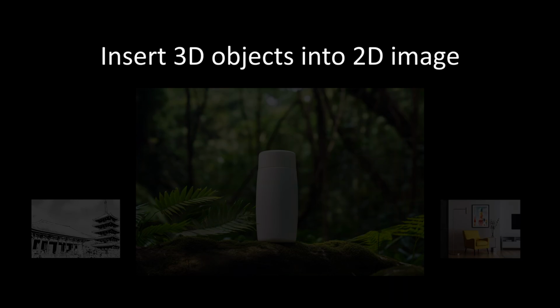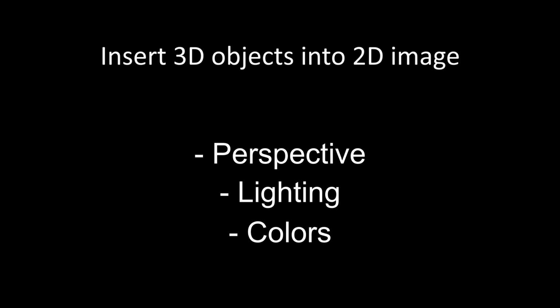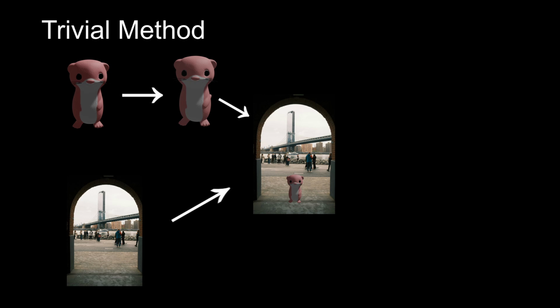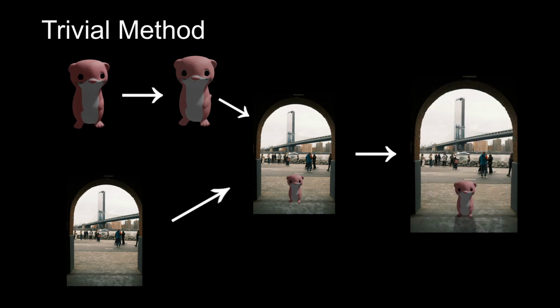However, when it comes to composing images in those scenarios, for seamless integration, you have to consider various parameters including the perspective, lighting, and color grading. Let's look at the most trivial and straightforward way to insert a 3D object into an image. That would be exporting the 3D object as a 2D image with transparent background, and then you can overlay that on top of the source image. Finally, you can adjust the lighting, shadows, and colors.